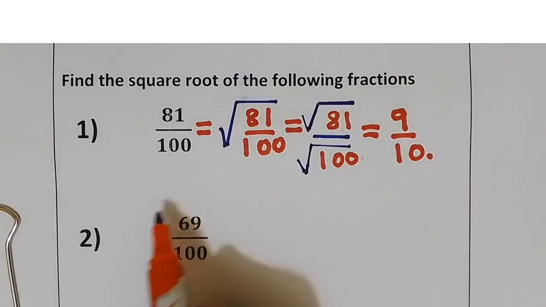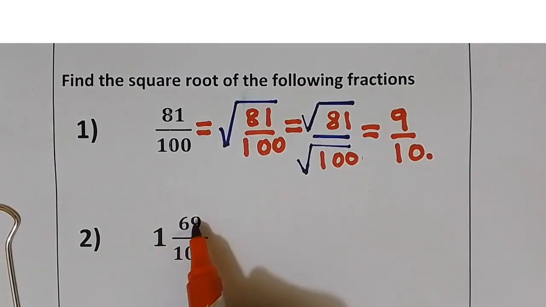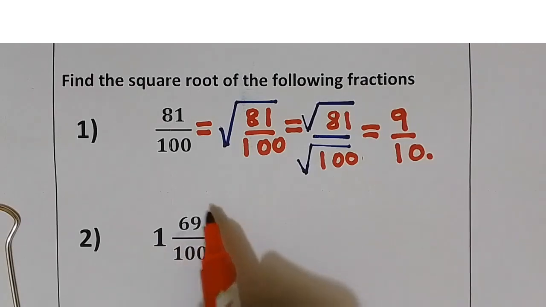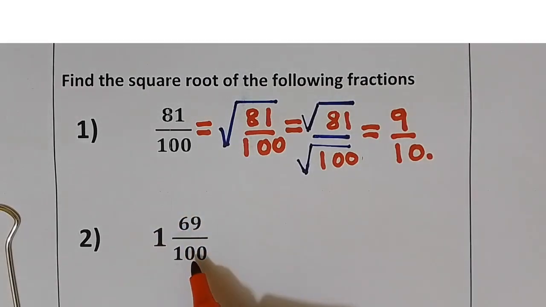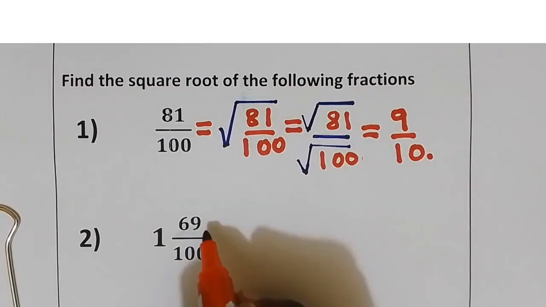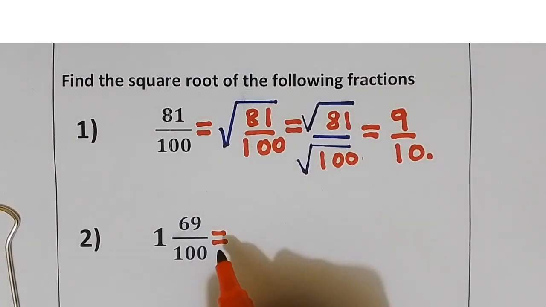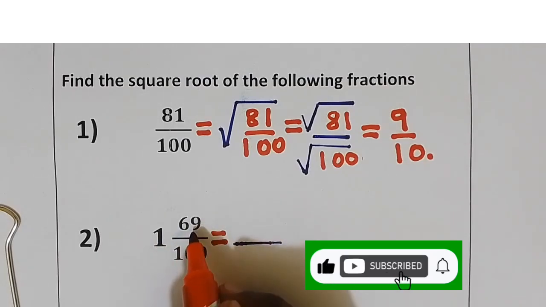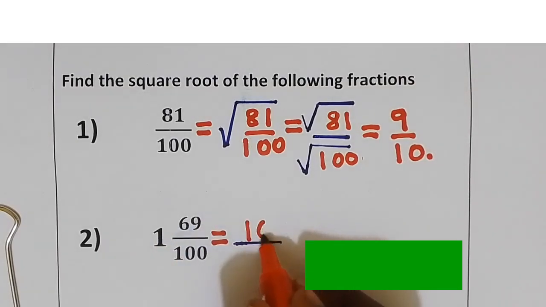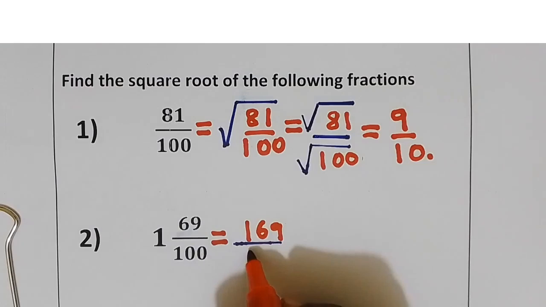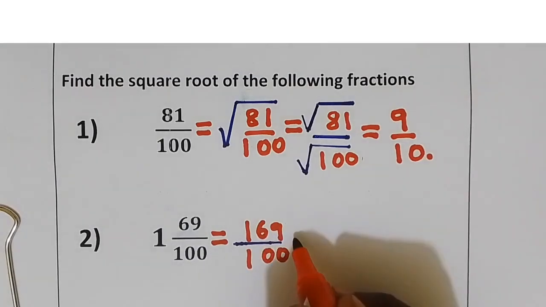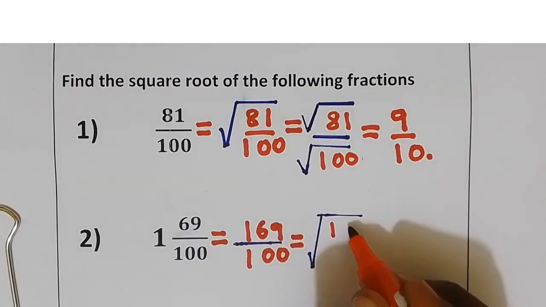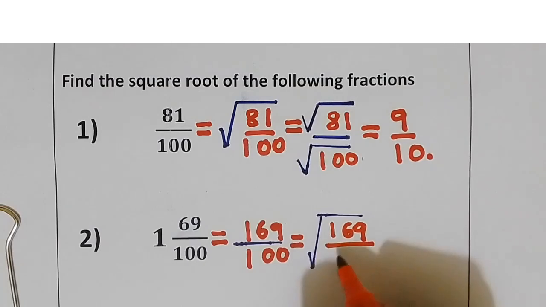We're supposed to find the square root of 1 and 69 out of 100. This is a mixed number. So the first thing, I'm going to change it into an improper fraction. Then I'm going to find the square root of it. This will be equal to 100 times 1 equal to 100, plus 69 is going to be 169 over 100.